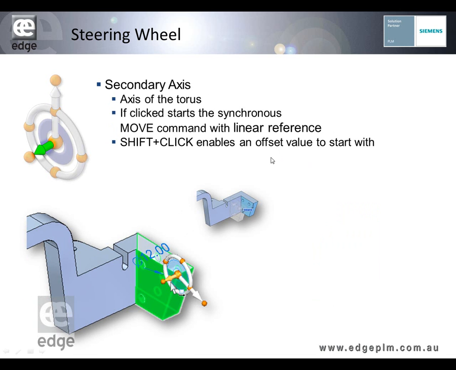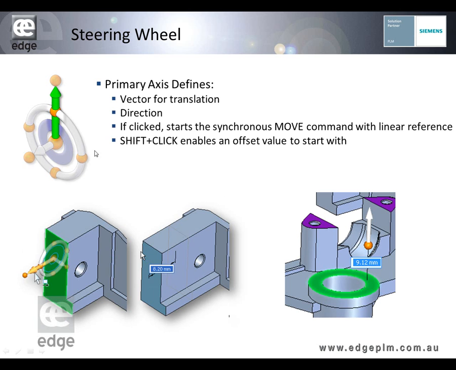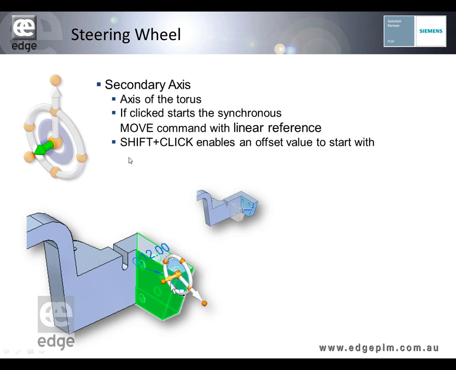The secondary axis does exactly the same thing. If clicked, it starts the synchronous move. So in this case, we've got it here on this face. If we click on the secondary axis and move, it will move whatever's attached to the steering wheel. Shift and click again gives you an offset. So the primary and secondary axis do effectively the same thing.